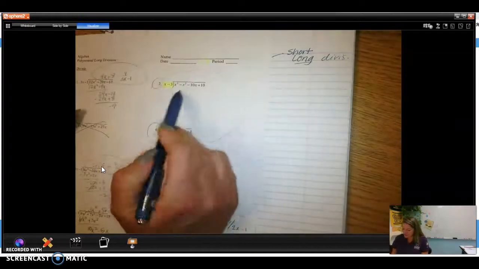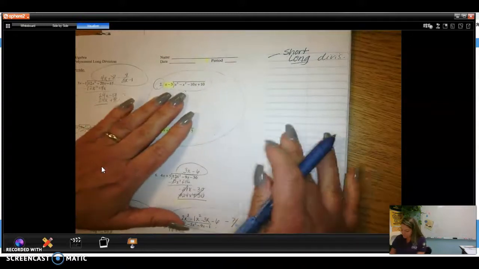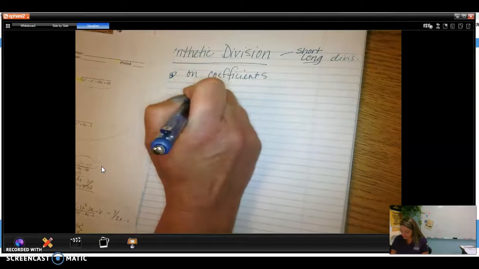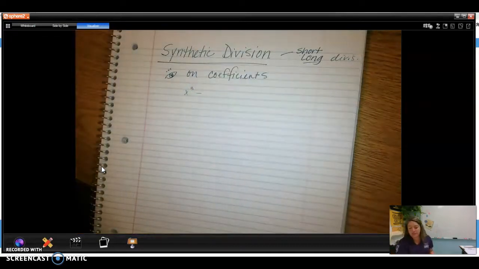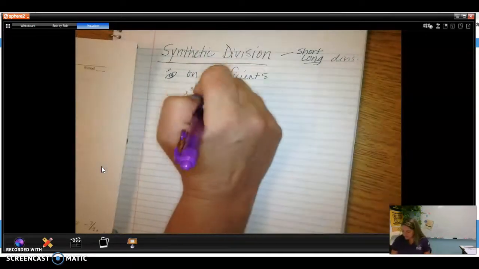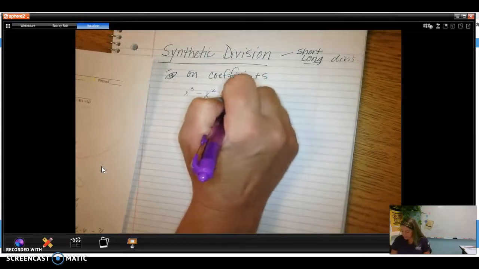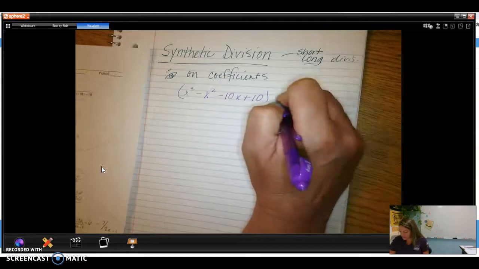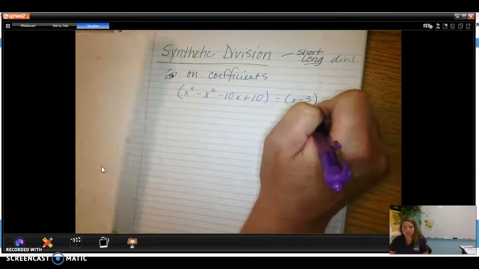Okay, so here is the original problem. The original problem was x cubed minus x squared minus 10x plus 10, and it's being divided by x minus 3, okay?